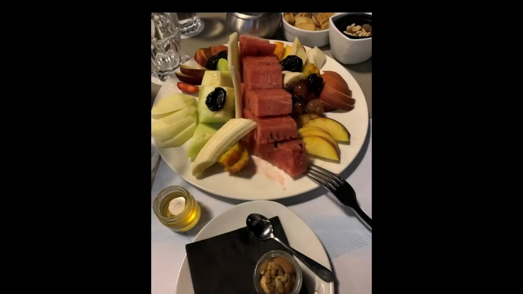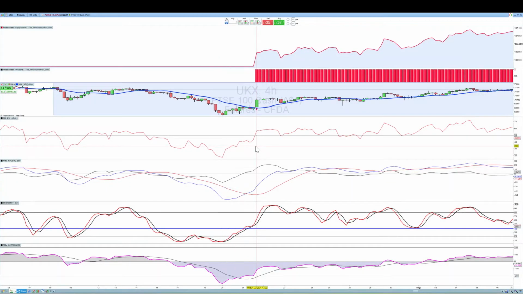So let's get started. First, let me explain what indicators we're using. We're using the RSI 14. That's this chart, this indicator here. Using the MACD 12.26.9. We're using the Stochastic 14.3. And we're using the CCI 350 with the moving average applied to it.